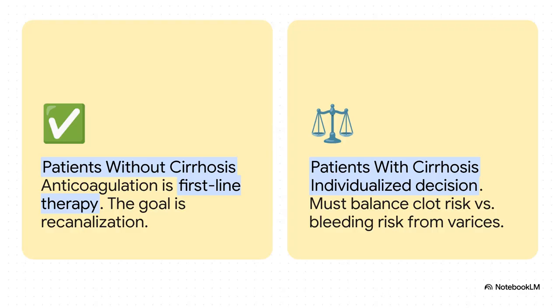And this slide right here lays out the great divide in how we manage PVT. For patients without cirrhosis, the decision's pretty straightforward. Anticoagulation is the way to go. But for our patients with cirrhosis, it becomes this incredibly complex balancing act. Their liver is already sick, putting them at a high risk of bleeding, especially from esophageal varices. That's why, and this is crucial, an upper endoscopy to check for those varices is an essential, non-negotiable step before you even think about starting anticoagulation.